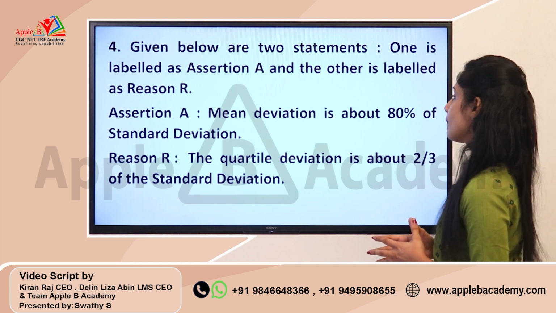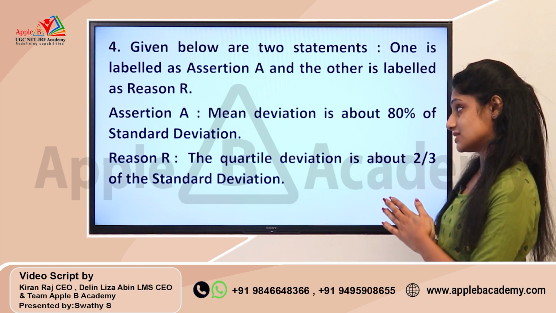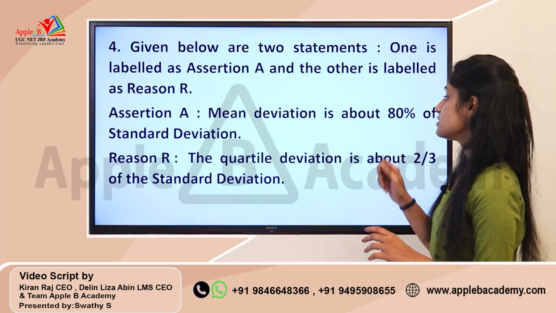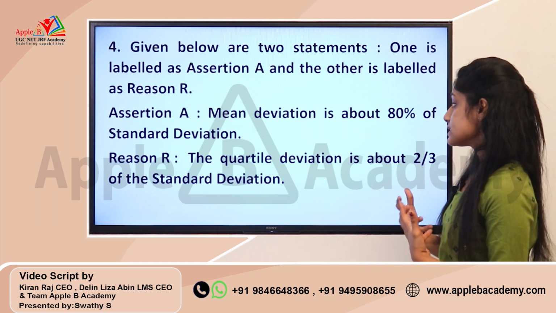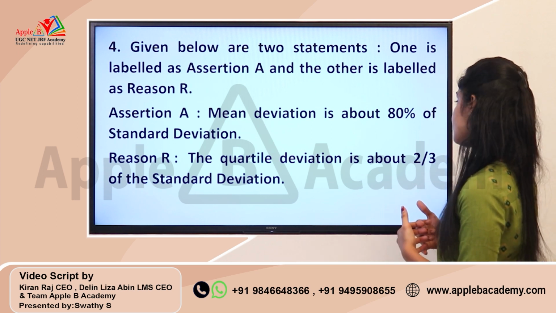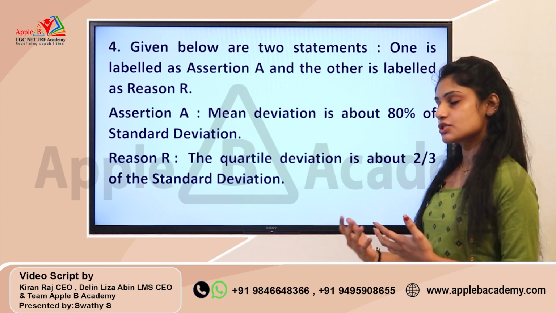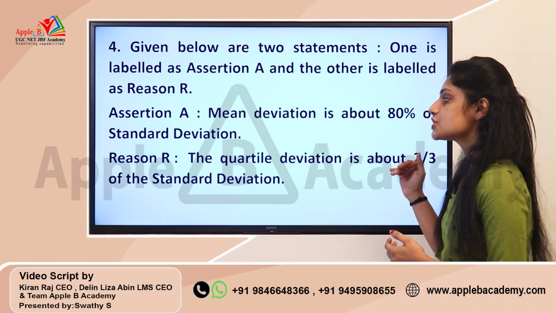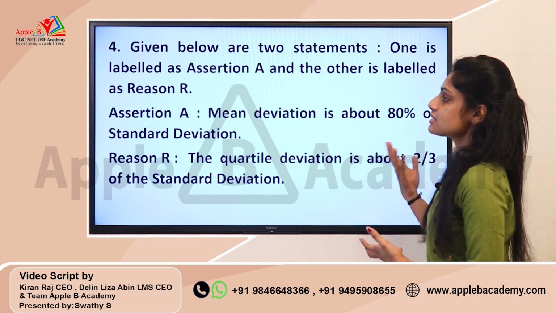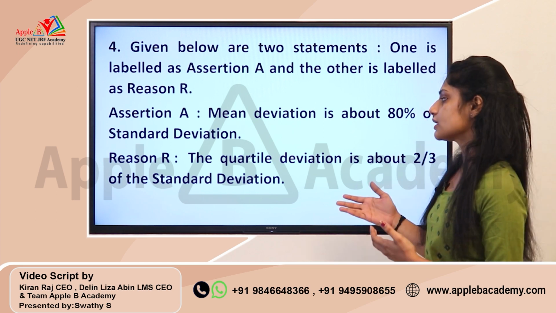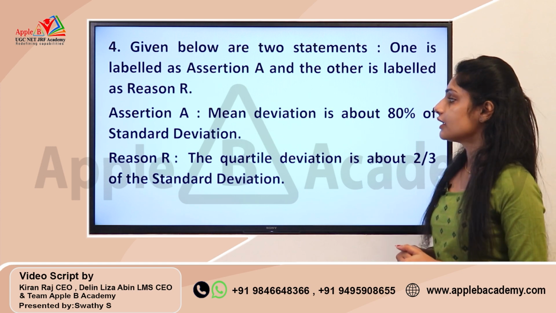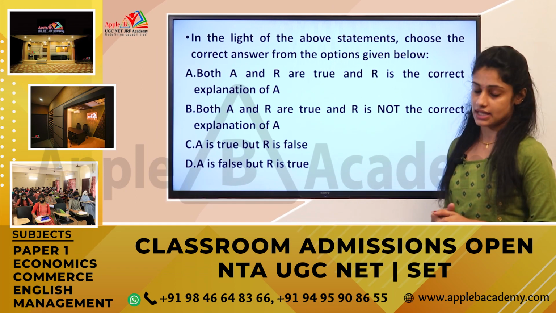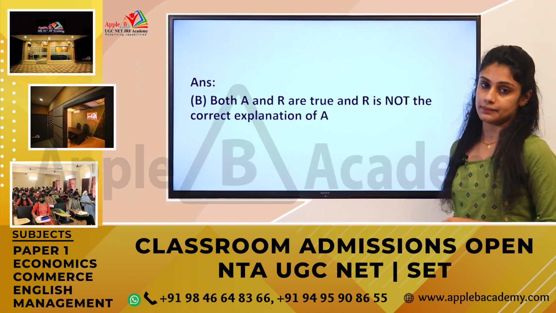So coming to the assertion, mean deviation is about 80% of standard deviation. The assertion specifies that mean deviation is actually 80% of standard deviation, and we know that that is true. And when it comes to the reason, the quartile deviation is about 2/3 of the standard deviation. That is also correct when you are identifying the equations. So you can say that both the assertion and reason are true, but see whether the reason is supporting the given assertion, or is not actually connected. You can say that both are correct and R is not the correct explanation of A. So the correct answer is option B.